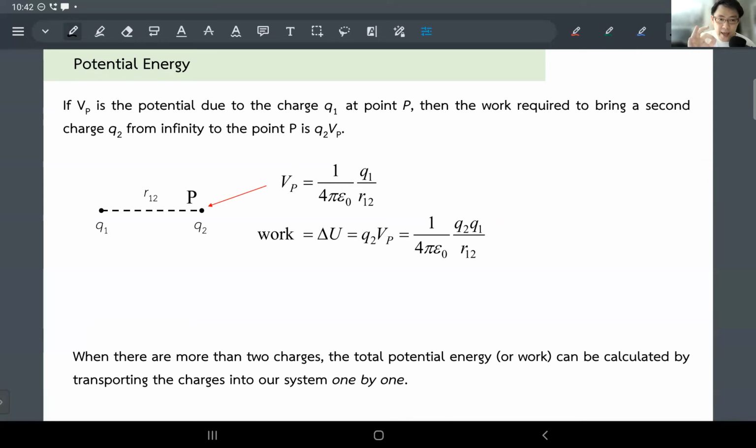So look at this. If Vp is the potential due to the charge Q1 at point P, everyone is fine. Well done. That's no problem. Okay. Then the work required to bring a second charge, Q2, from infinity to point P is going to be how much? Okay, be careful here. The question is asking you the work required. So that means now somebody else is doing the work. Like me. I am the one who's going to drag the Q2 charge from infinity. So the Q2 is somewhere here, so far away. I'm going to drag it and place it there. How much work do I have to do? How much energy do we have to supply to Q2 to drag it from so far away and put it at point P? That is the question that I'm going to answer.